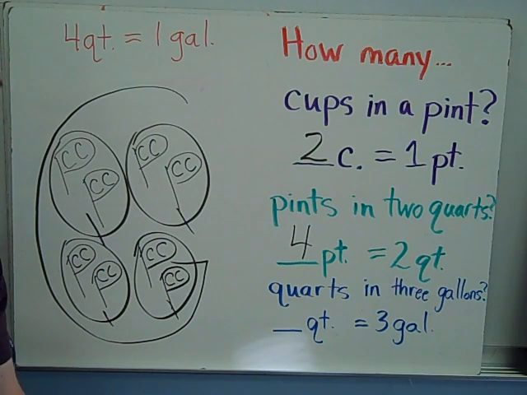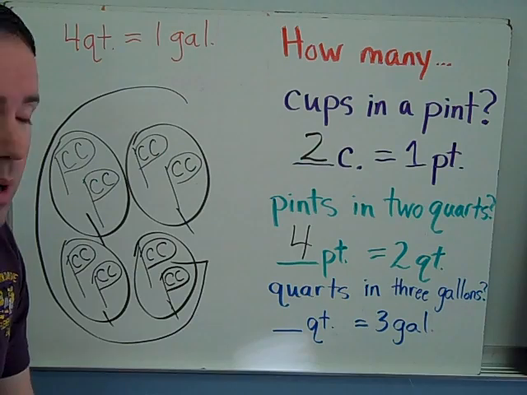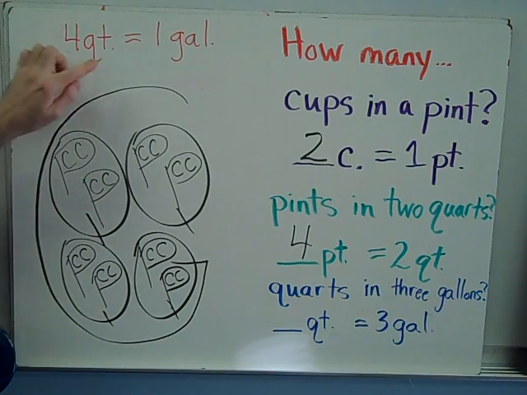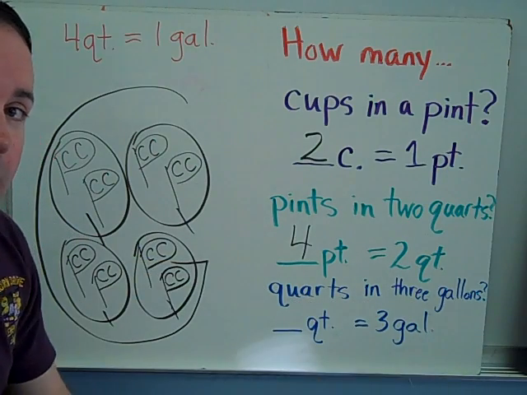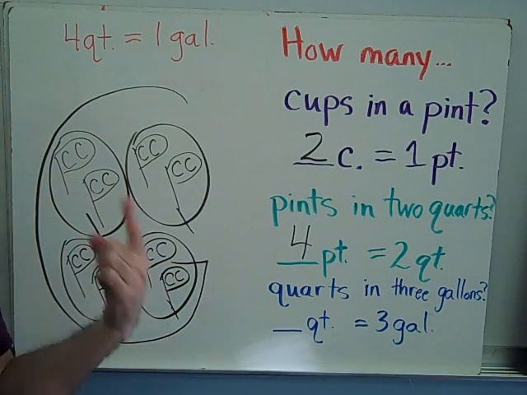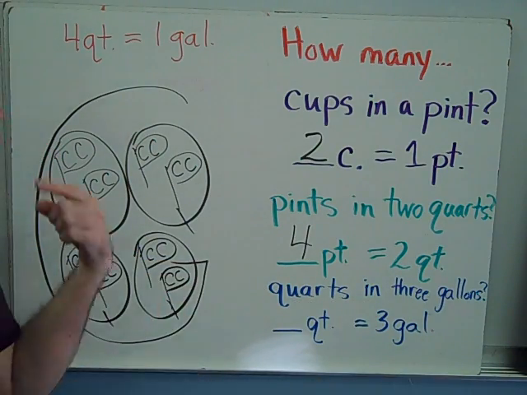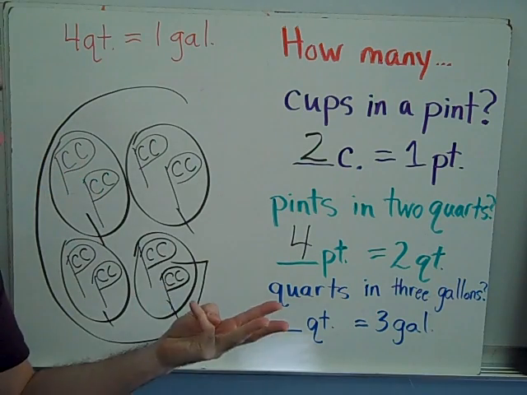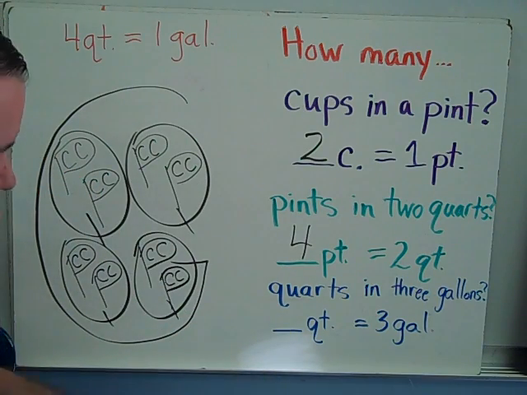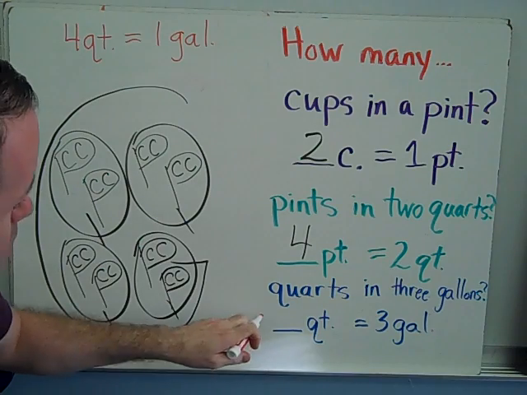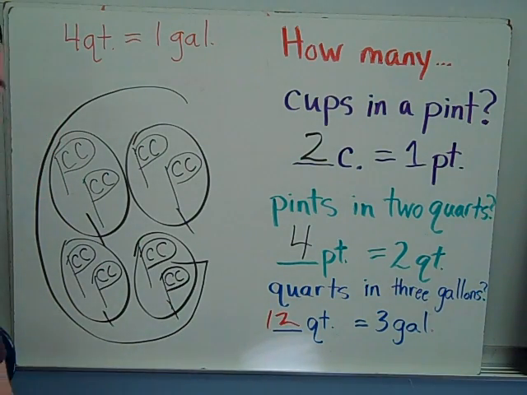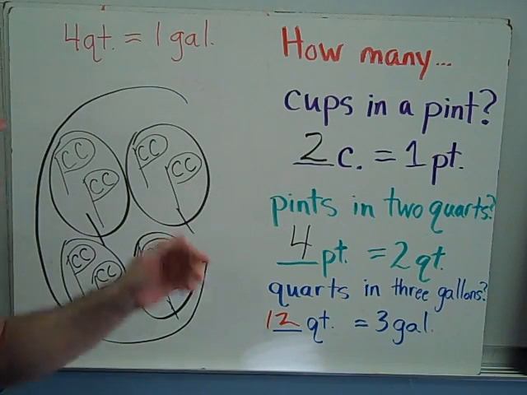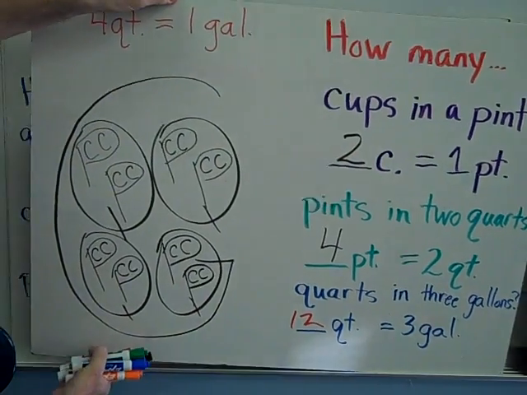So repeated groups, I would be able to multiply to figure it out. 4 quarts in 1 gallon, well, I have to times it by 3 because I need 3 gallons. So 4 times 3 is 12, or 4 plus 4 is 8, plus another 4 is 12. So either way, we get to 12 quarts equals 3 gallons. Now it's your turn to practice.